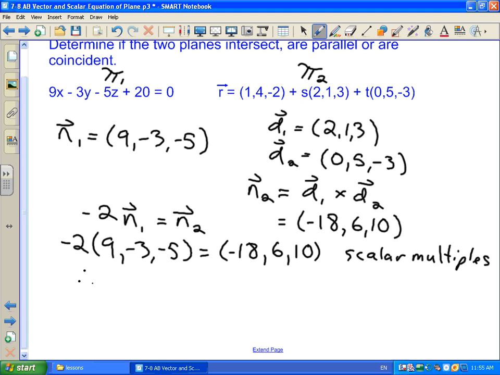Which means the two planes are at least parallel. P1 and P2 are parallel.